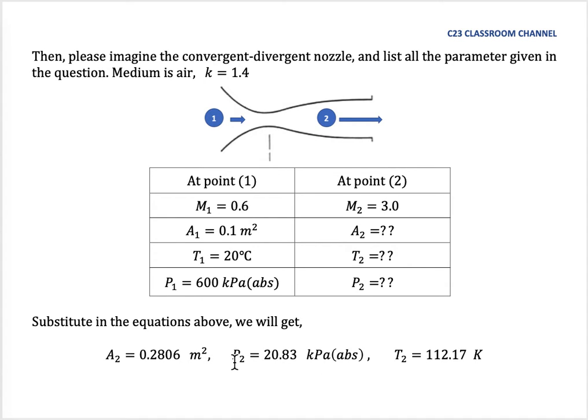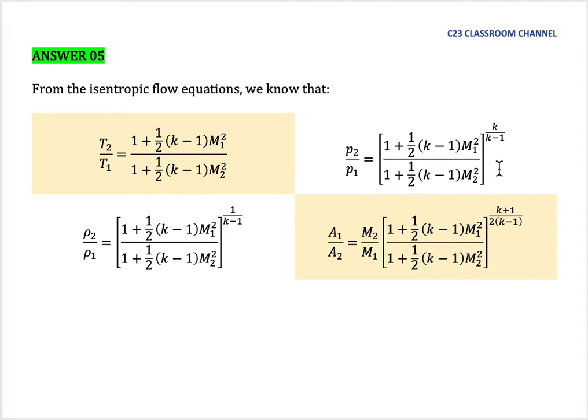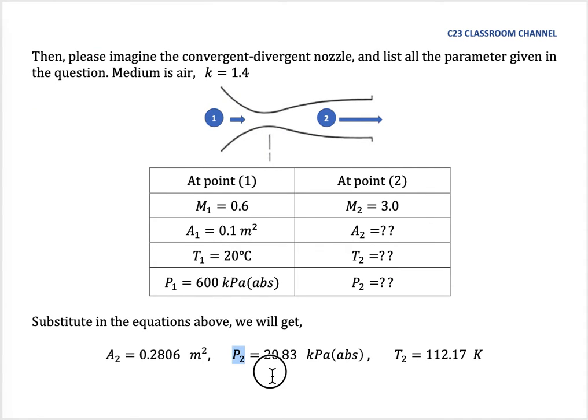And to get the P2 here, the pressure, use the equation for pressure here. So we substitute the value of P1, Mach number 1, and Mach number 2. We use k equal to 1.4, and finally we could get P2 is 20.83 kilopascal absolute.